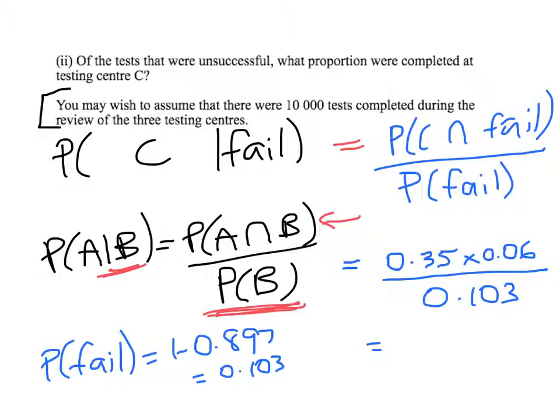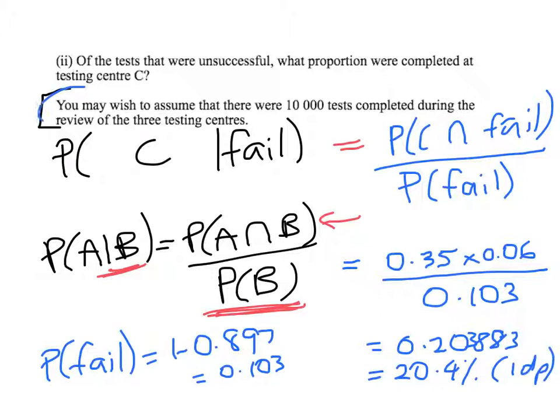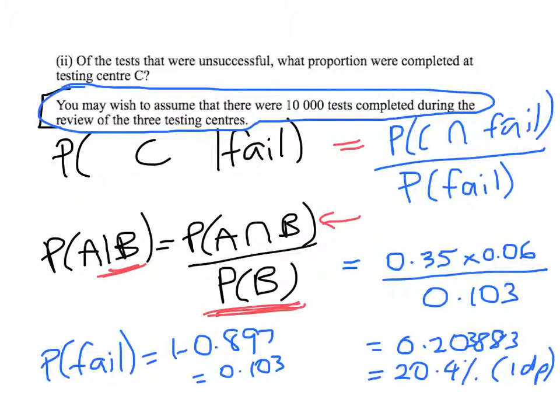So working that through gives me a probability of 0.203883, which is, I would go with 20.4%. Again, that's to 1 decimal place. Now, there's a hint given in here that you may wish to assume that there were 10,000 tests completed during the review. And that's trying to encourage you to use a table to solve this problem. Now, you don't have to do that here, but it's a good method, especially if you're not completely confident with the conditional probability formula. So I'm going to do that on the next page.